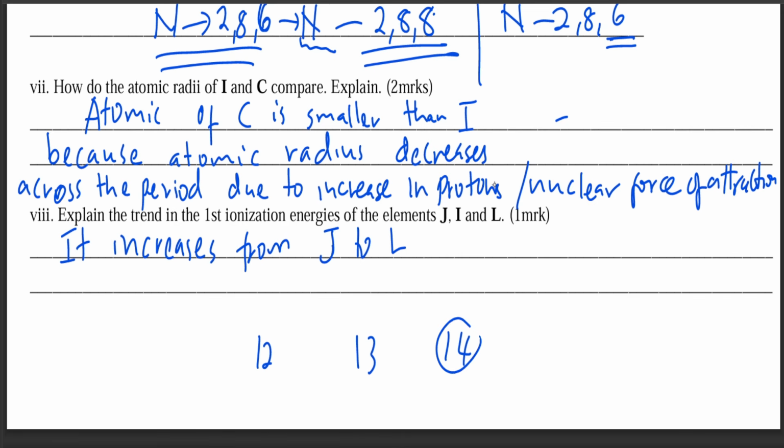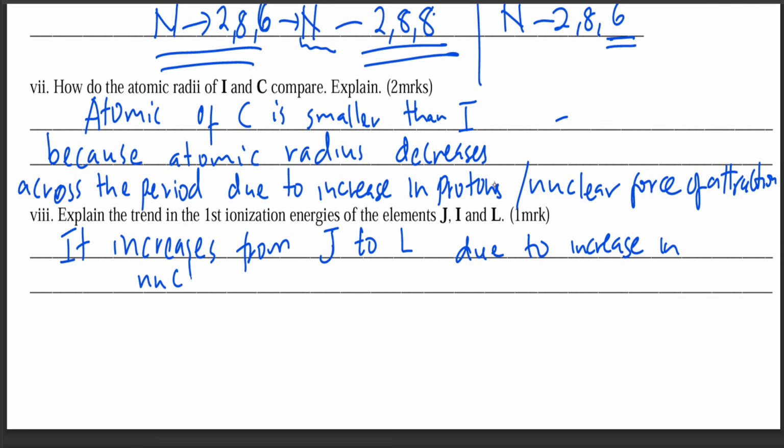Now the electrons will be pulled inwards, and when pulled strongly inwards, to remove those electrons you require a lot of energy, and we know that ionization energy is the minimum amount of energy to remove the outermost electron. So if it is hard to remove, it means that you would use a lot of ionization energy. So it increases from J to L due to increase in nuclear charge across the period. As simple as that.